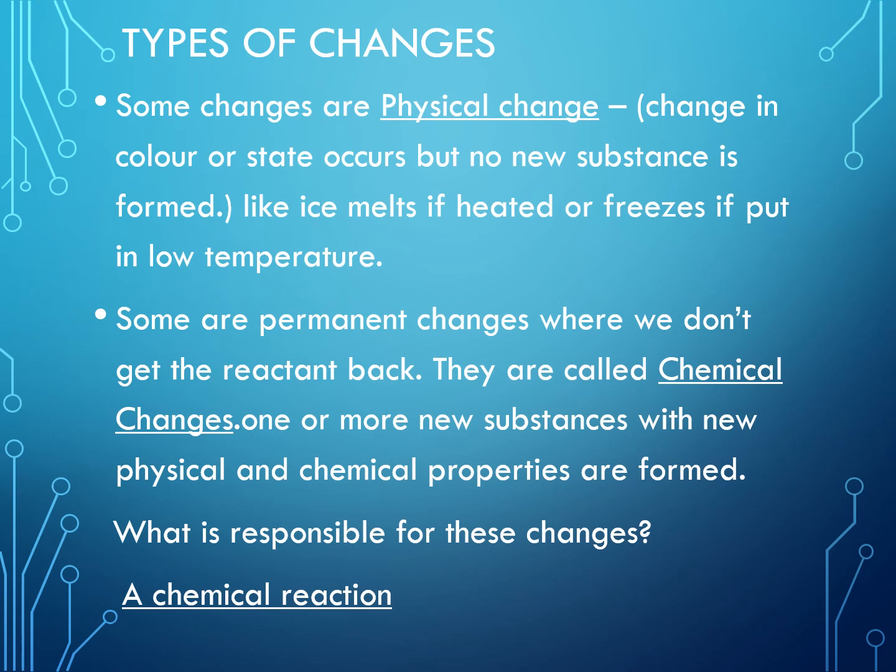These changes are of two types. Either there is a physical change or there is a chemical change. When there is a physical change, no new substance is formed, but the state of that product gets changed. And if there is a chemical change, a new product is formed and we don't get the reactant back. The new substance with new physical and new chemical properties is produced.